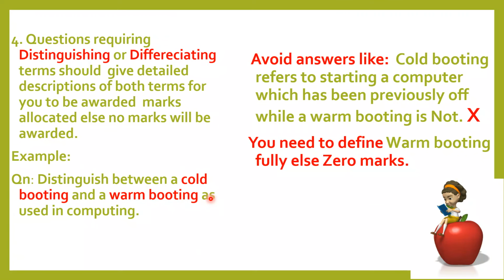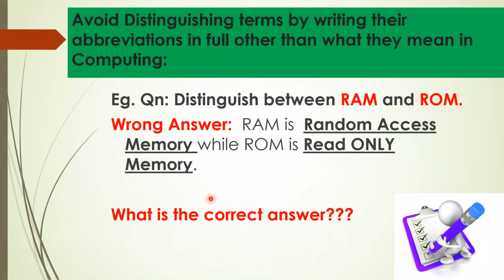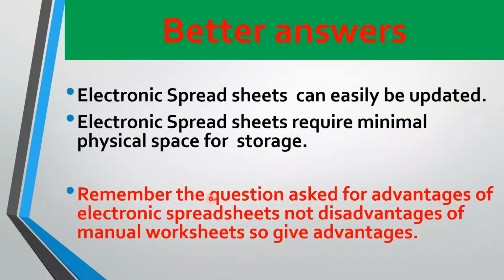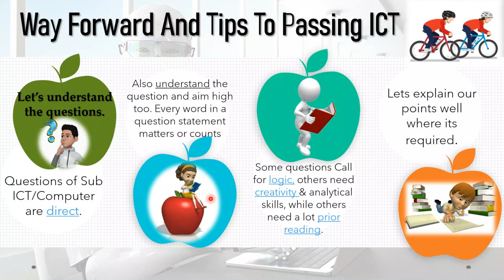More to that, questions requiring distinguishing or differentiating terms should give detailed descriptions of both terms for you to be awarded marks allocated, else no marks. Then avoid distinguishing terms by writing their abbreviations in full other than what they mean in computing. Then finally, questions relating to practical concepts should be provided with answers as they would apply in a practical situation. So those have been tips on the way forward to passing ICT.